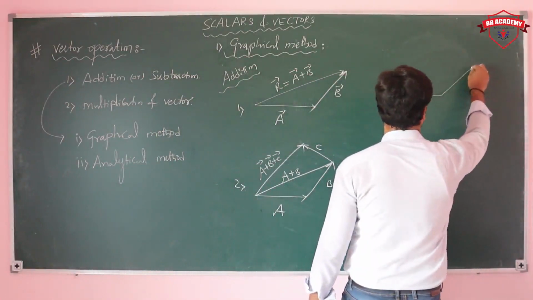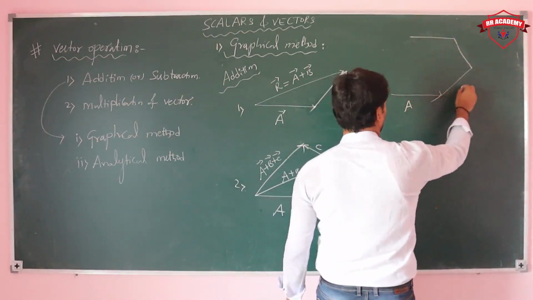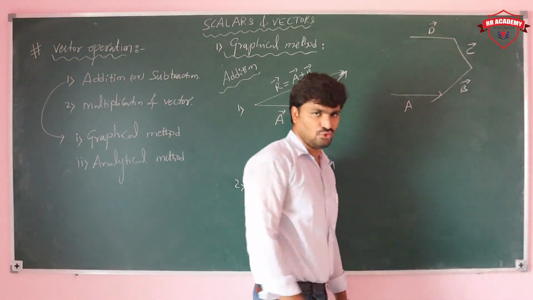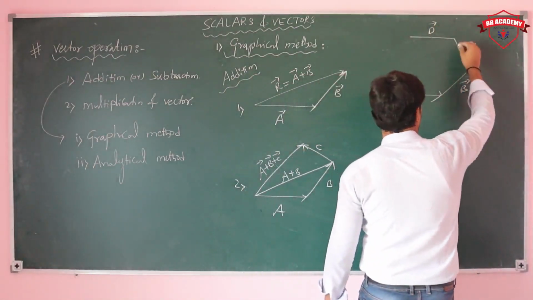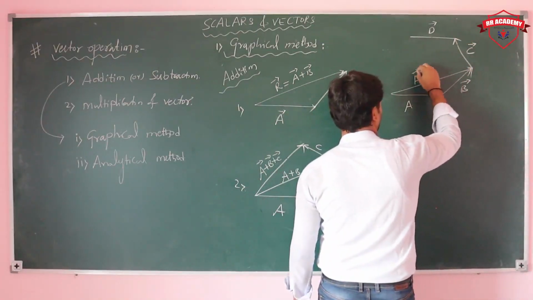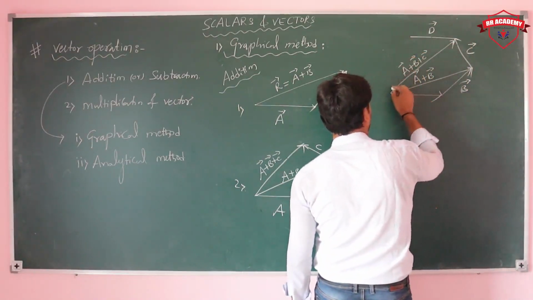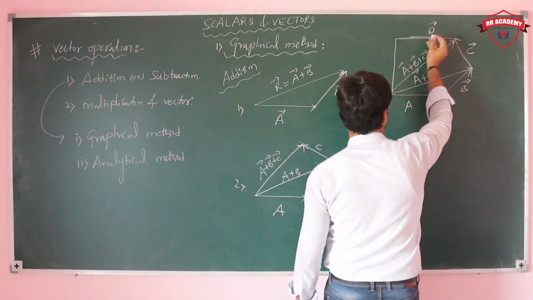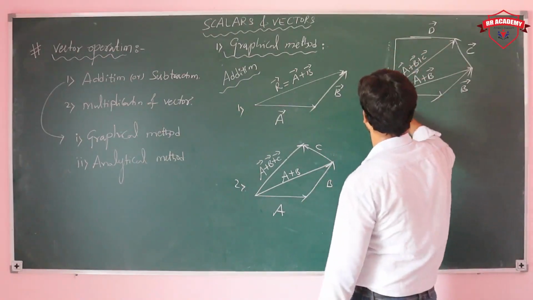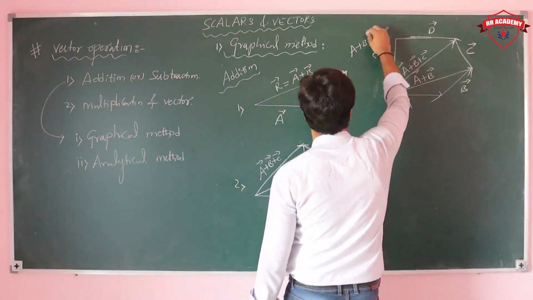Four vectors you can take. A, B, C, D are the four vectors. How do you add these four vectors? Very simple. A plus B is this. A plus B plus C is this. And this is D vector. If you are considering A plus B plus C plus D, this is the resultant, A plus B plus C plus D.